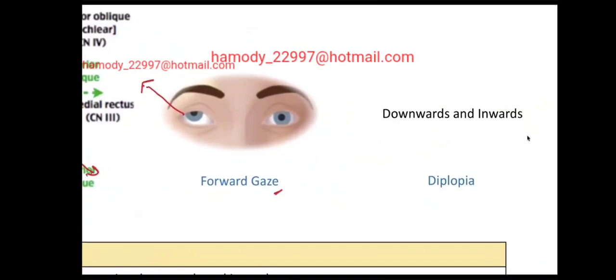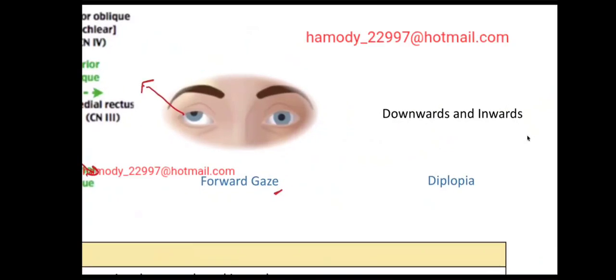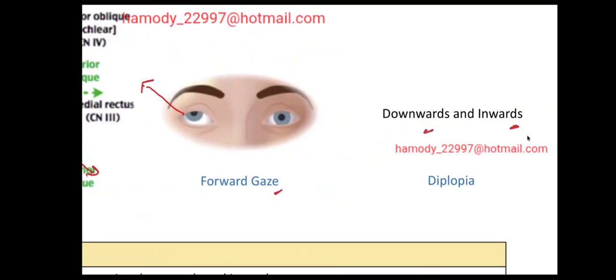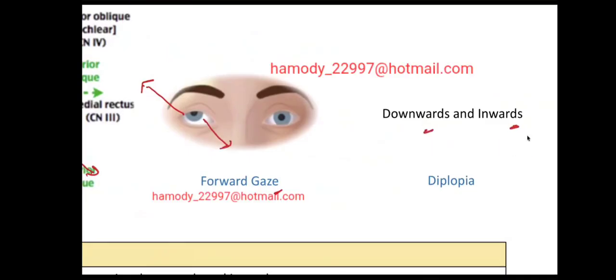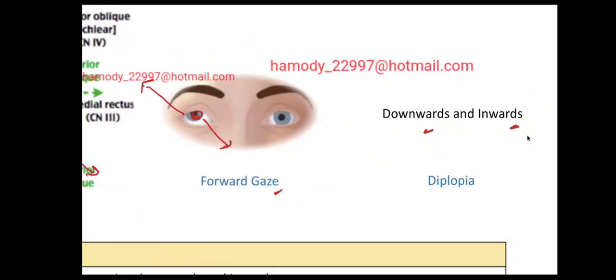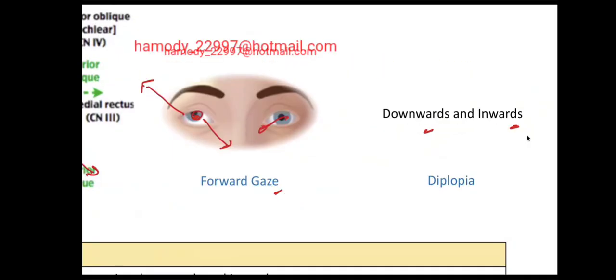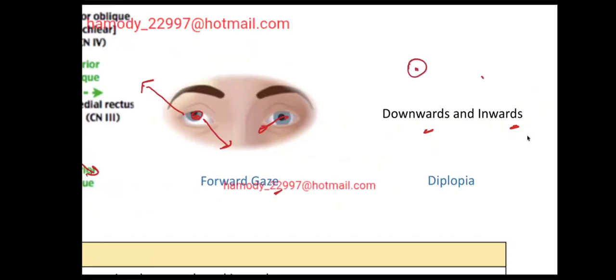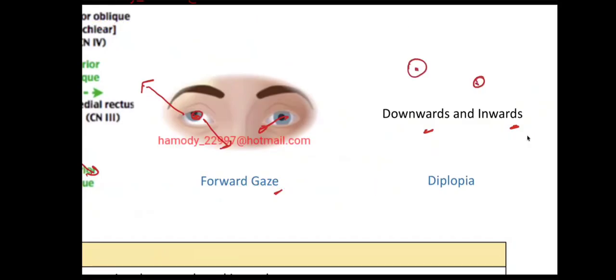When do they get double vision? Whenever you ask them to look downwards and inwards. That's the function. Downwards and inwards. It will not come downwards and inwards. It will remain in the neutral position at that point of time, and the other eye will go downwards and inwards. So one is at the neutral position, one is at downwards and inwards. Different images are formed, resulting in diplopia.